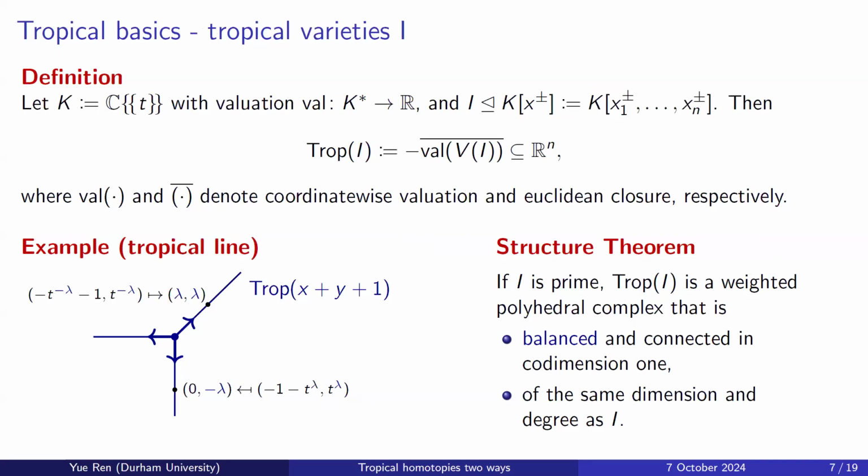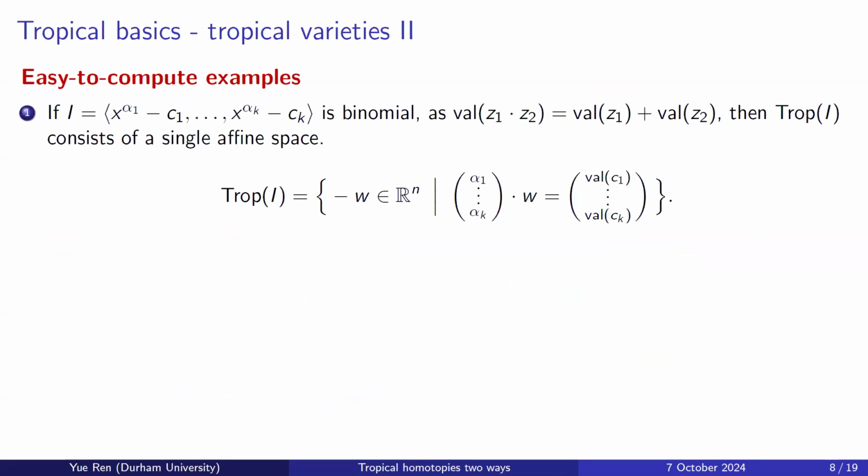Sorry, what? You're restricting to... No. Yes, so we're doing tropicalization on the torus. But of course, computing the tropical variety itself is a very difficult task. There are varieties where it's easy to compute, though. If I have a binomial ideal, this is literally just an affine space.